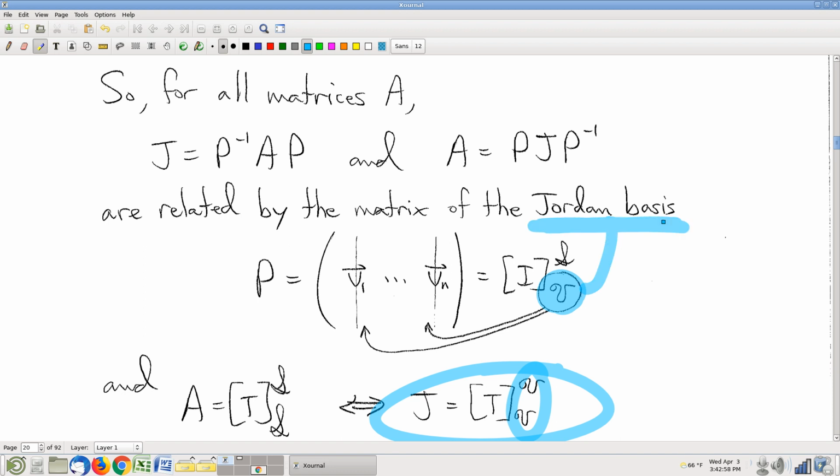Quick observation: Jordan bases are not unique. There can be many of them. So we'll call this a Jordan basis, or you might say this is the Jordan basis that we are using in this case, but there are other Jordan bases. Okay. All right.